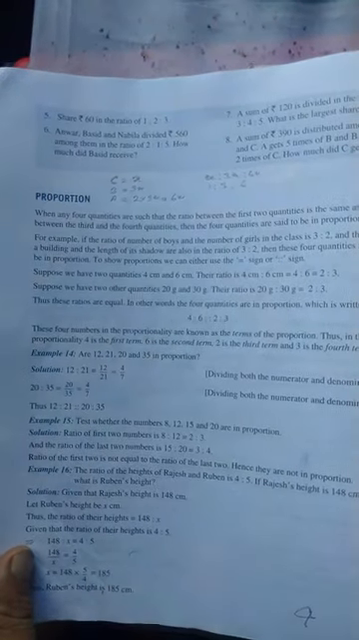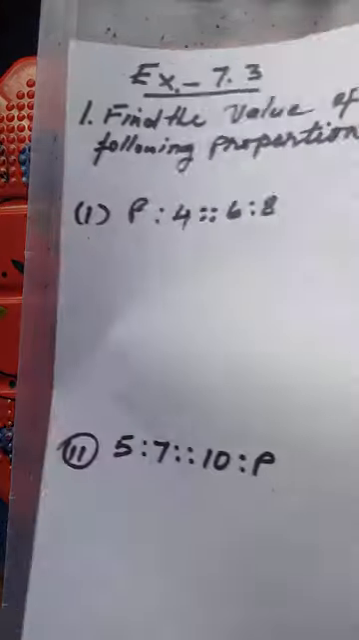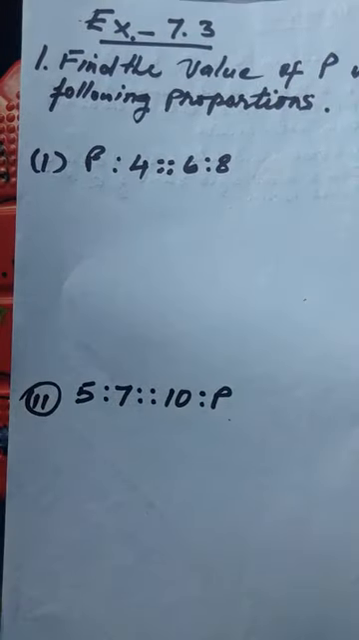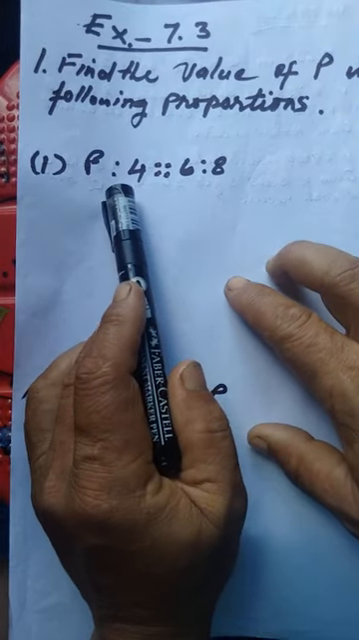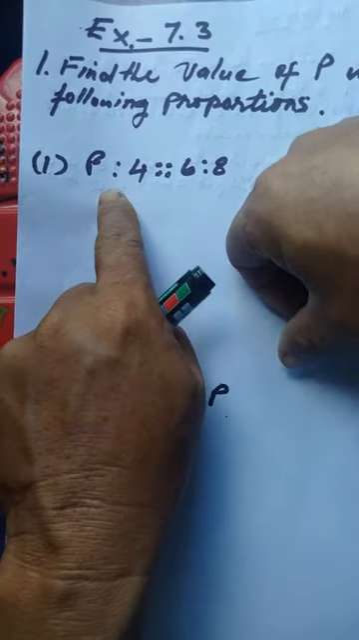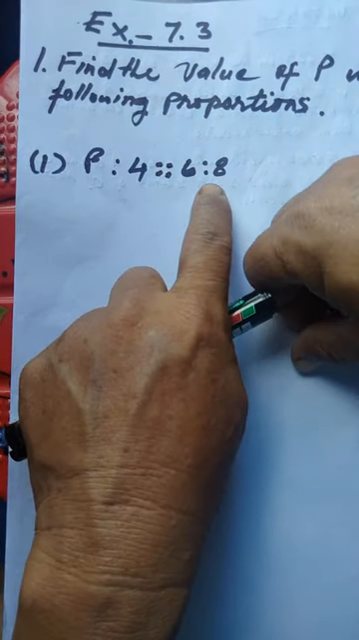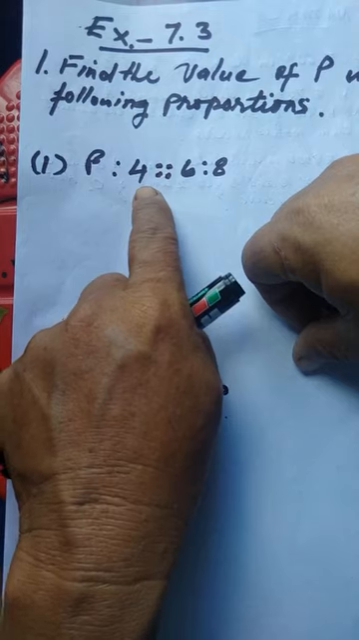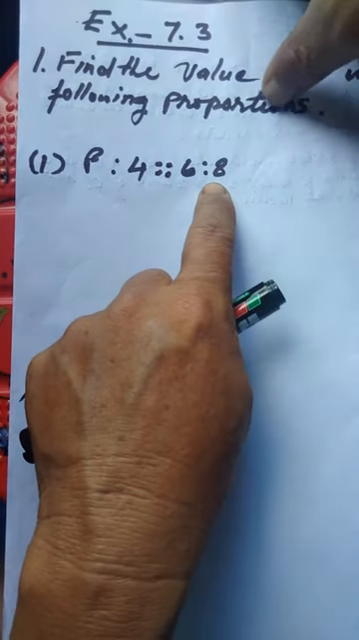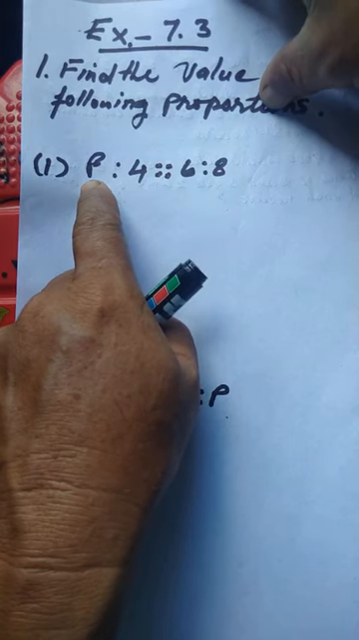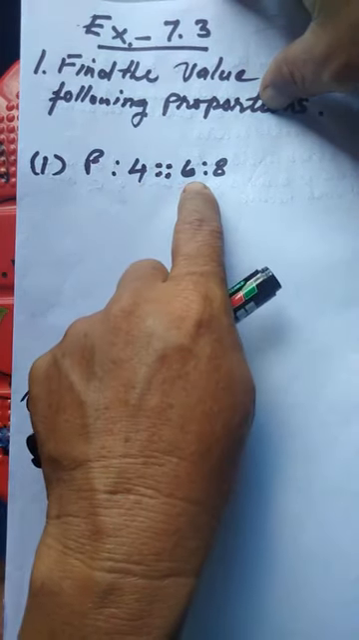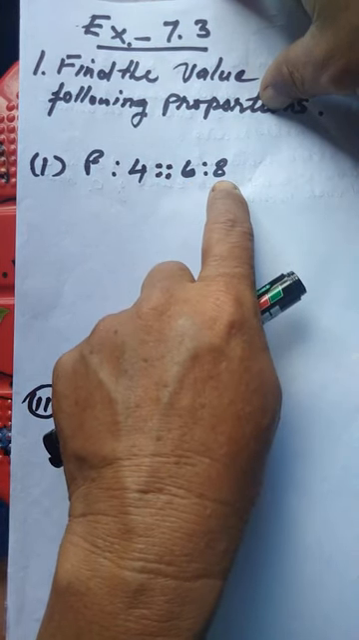Exercise 7.3, we will solve a problem like this. Find the value of p in the following proportion. Number one, p is to 4 proportion 6:8. P is to 4 as 6:8. Here p is the first term, 4 the second term, 6 the third term, 8 the fourth term.